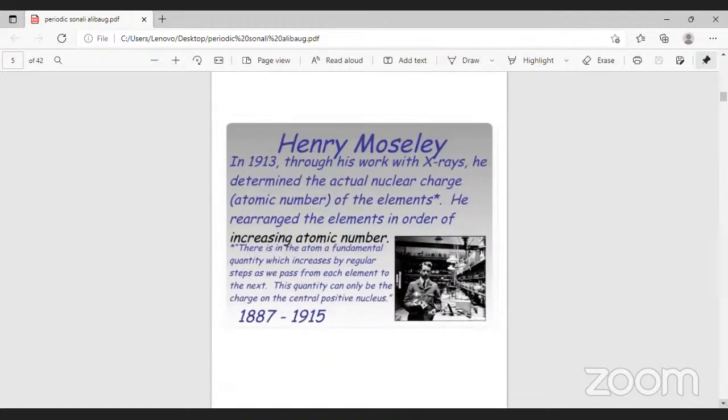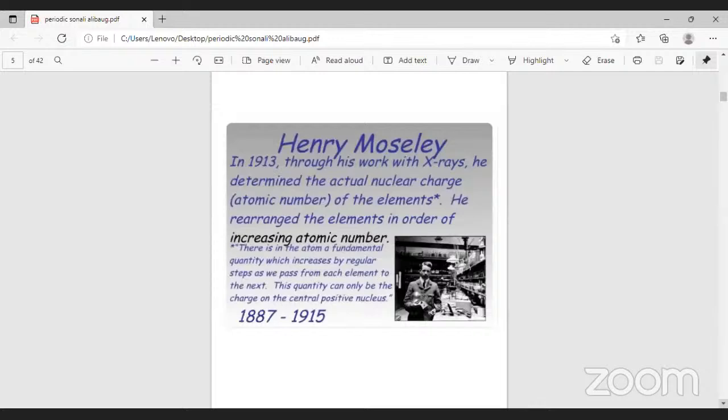Then after some period, they found out that it is not the atomic weight, that is, not collectively the number of protons and neutrons, that is responsible for the periodic property. In 1913, Henry Moseley took X-rays and determined the actual nuclear charge, the atomic number, of the elements, and he arranged the elements in order of increasing atomic number. Initially it was increasing atomic weight, and then it became increasing atomic number.